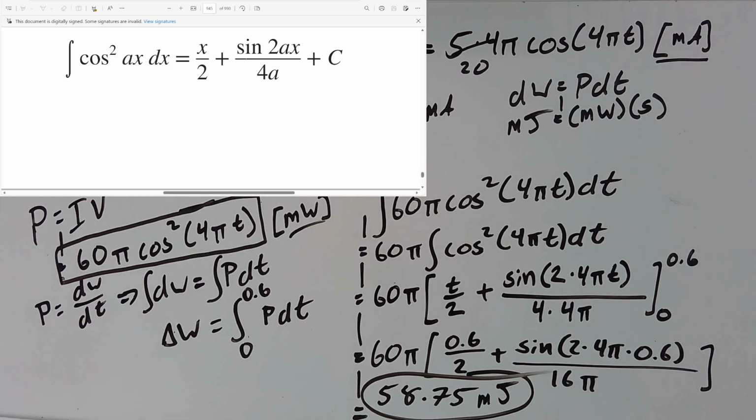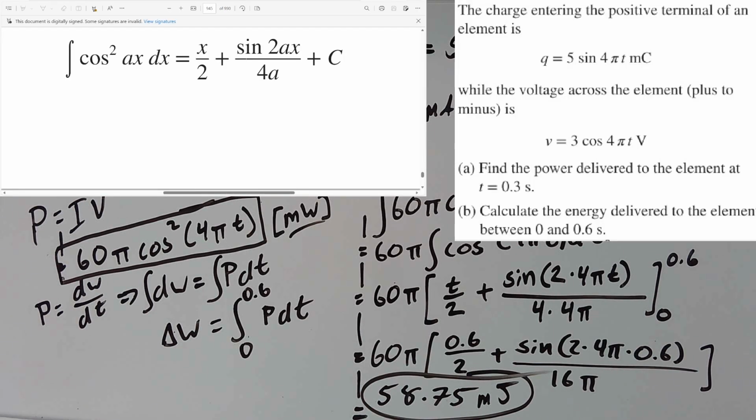All right. Bit longer than the other ones, and I think that we satisfied it, right? Let me see. Calculate the energy. Yeah, okay, cool. That's it.